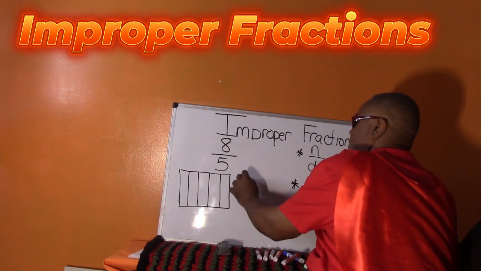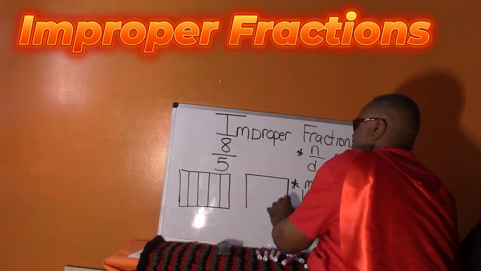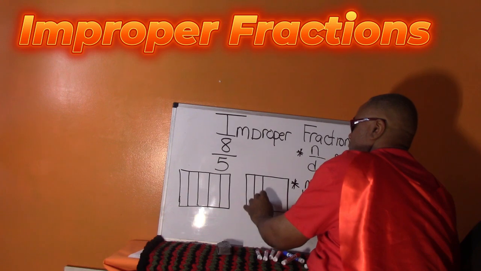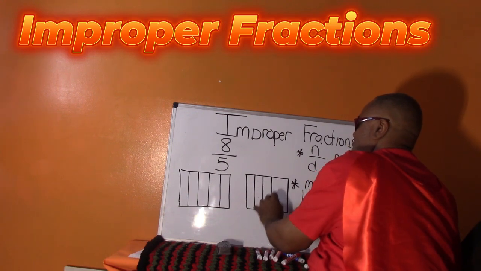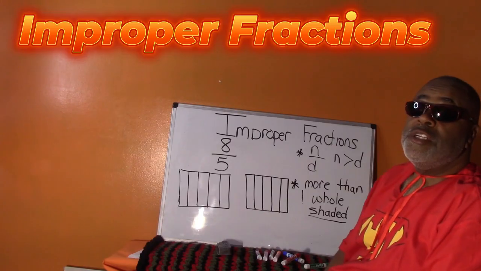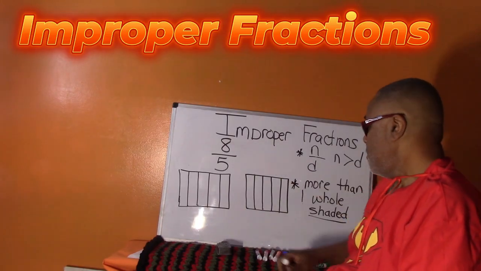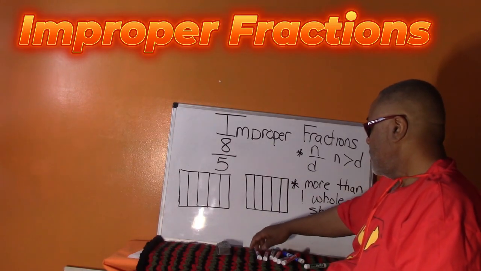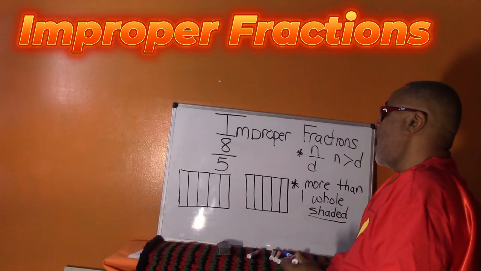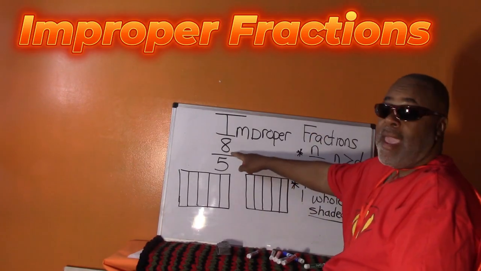We have to draw another picture. Make sure they're not together. And we're going to cut this into fifths because that's what the denominator says. So we got an object now cut into fifths. Now, can we shade in 8 of these? Okay, let's pick another color. Pick pink. So let's count 5 fifths, 8 times.